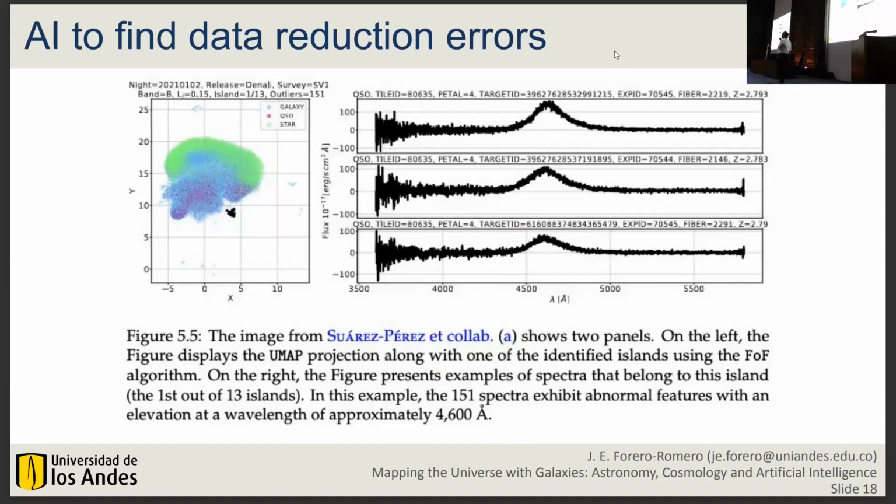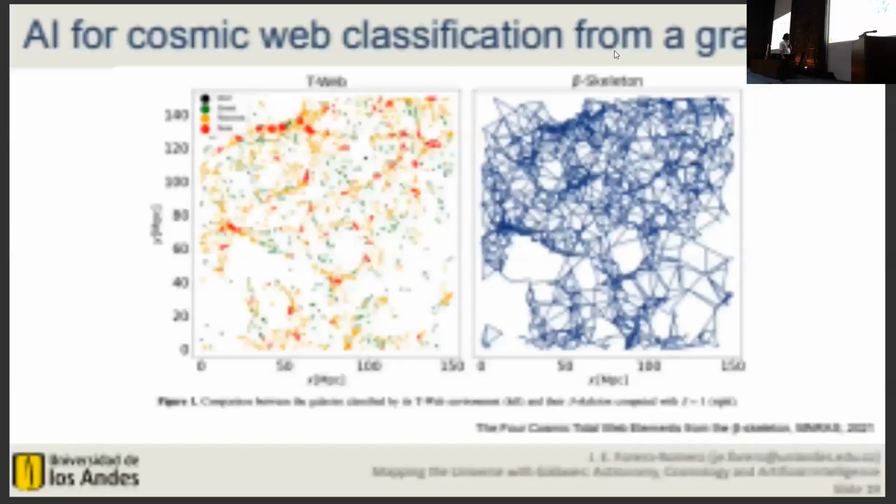But this helped us very much in 2021 when we were doing survey verification, science validation, to find mistakes, because it was the first time that the experiment was running. So it was very useful to have this kind of probe.